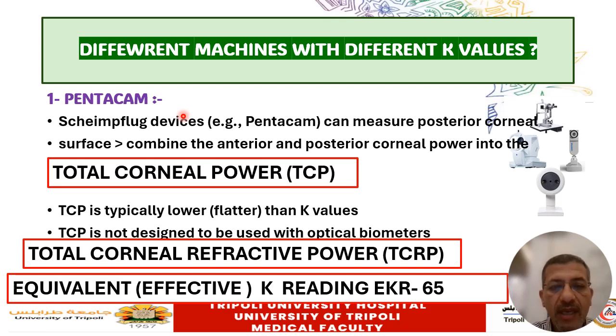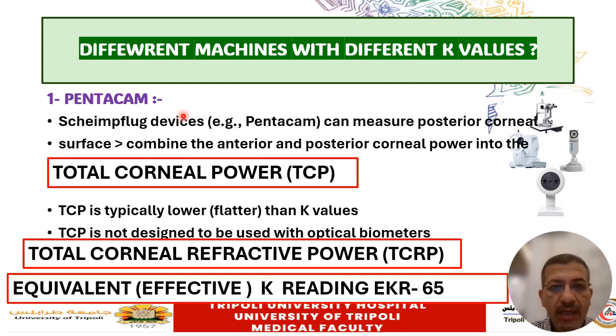This is very important in toric measurement or toric IOL calculation. Now, the other term is the equivalent K reading, which was introduced by Holladay's report. This equivalent K reading is done to overcome the problem and the confusion that happens between doctors about whether to utilize the simple K reading in the traditional IOL calculation formula, or to use the K reading that measures or estimates the power of the posterior surface.